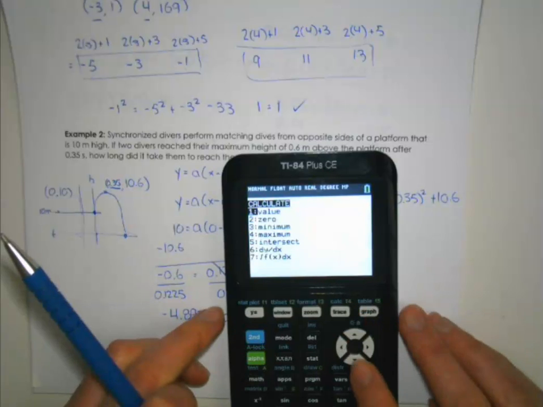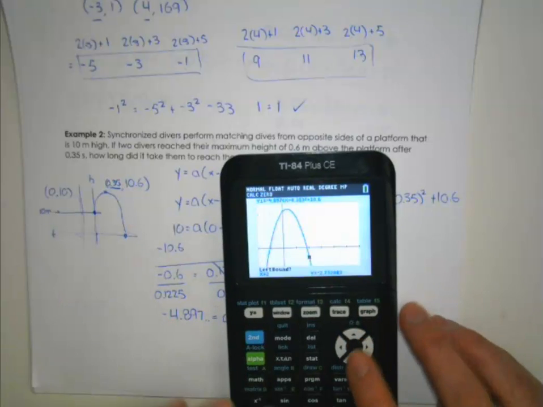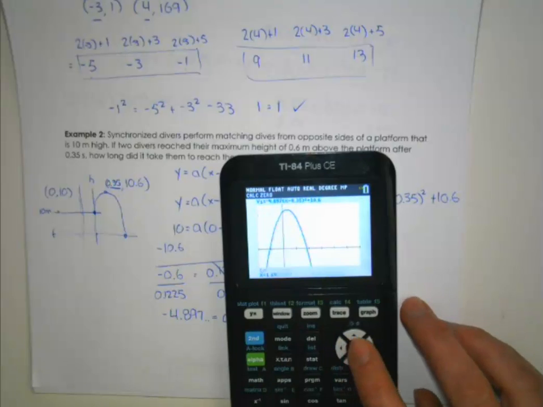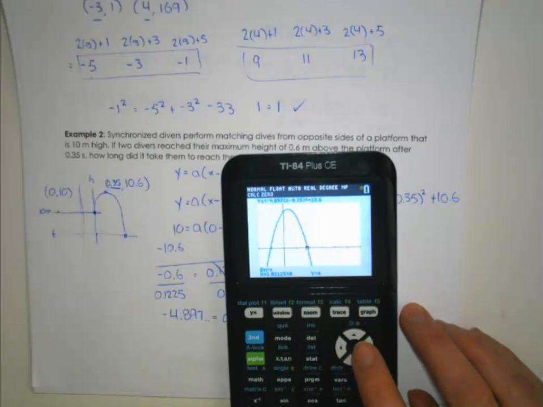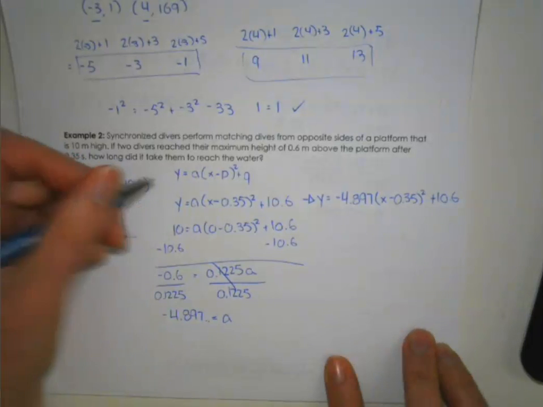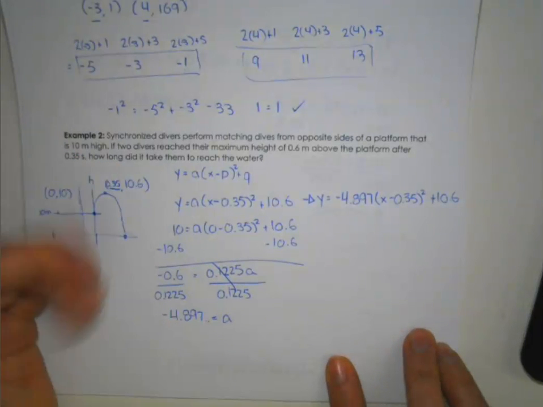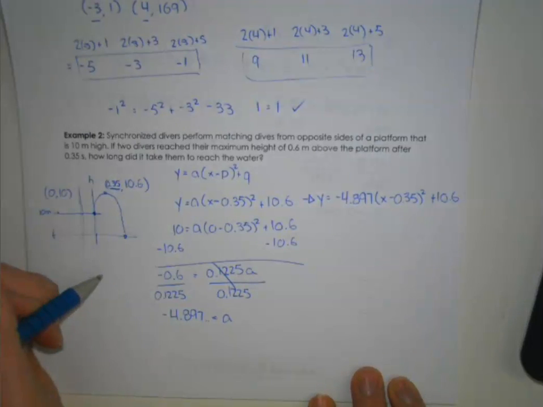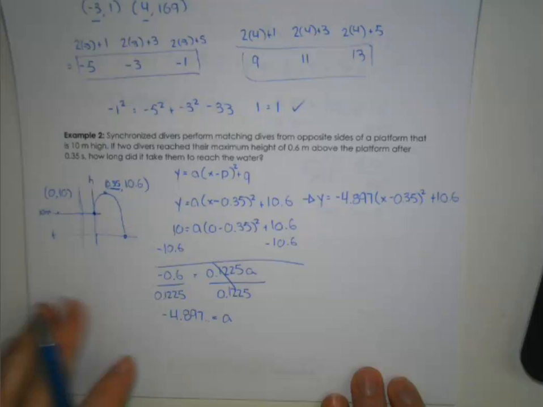So we're going to go second function trace. We want to solve for our 0. Left bound, right bound, and we end up with 1.82. So we would say then in a written question you would just write out the divers hit the water after about 1.82 seconds. Okay.